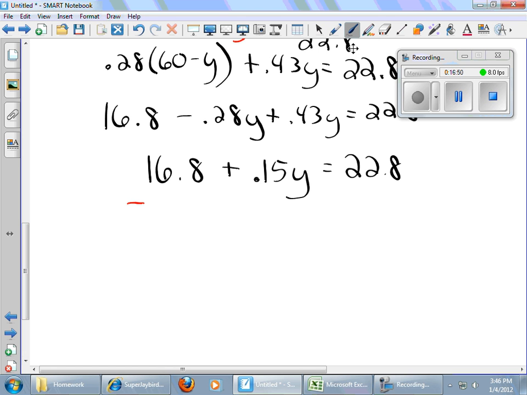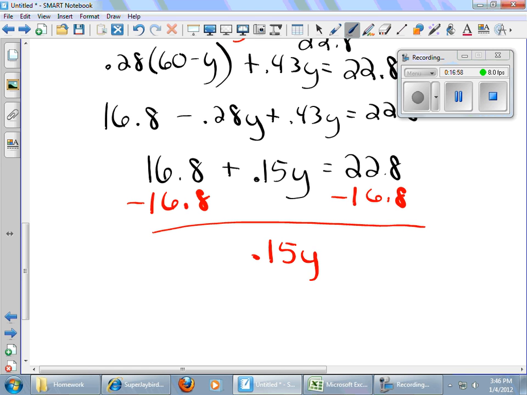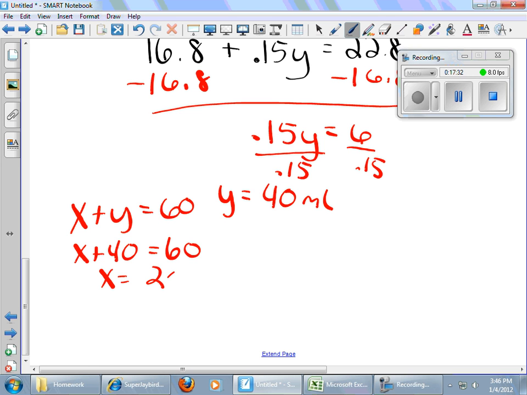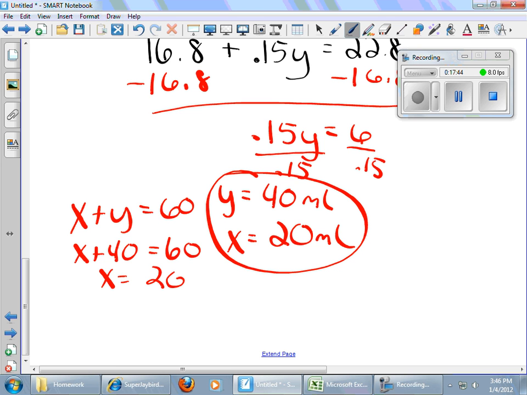Subtract 13.2 from both sides. 0.21y will equal 9.6. I'll divide by 0.21. y will end up equaling 40. So we'll need 40 milliliters of the 43% solution. If you need 60 milliliters total, remember that x plus y has to equal 60. Therefore, x plus 40 must equal 60, so x must equal 20. So x is 20 milliliters of the 22% solution. And there's your two answers. It won't always work out that pretty, but in this case it did.